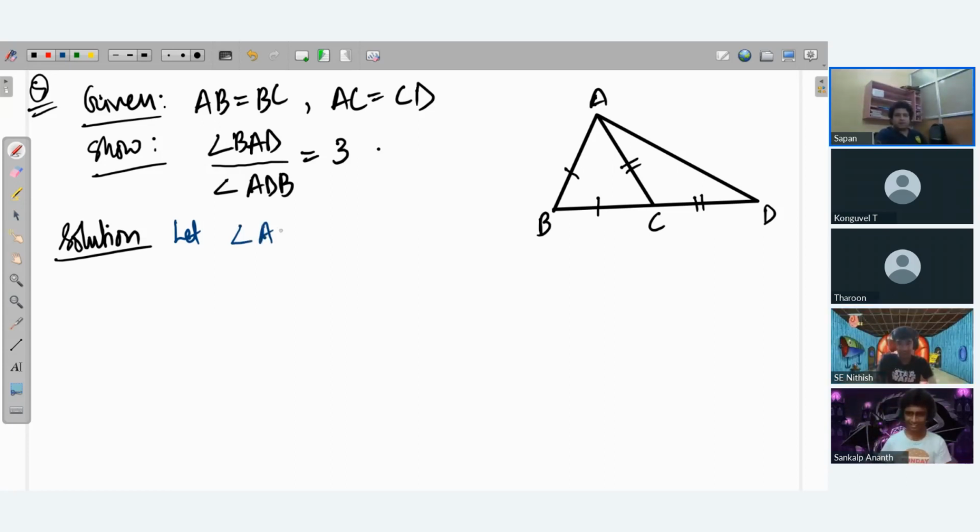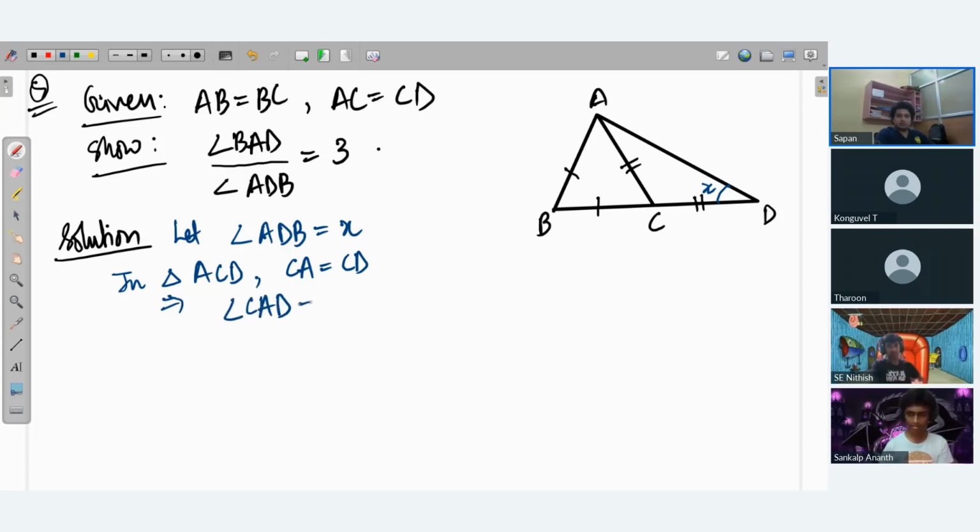Let's start with it. Let angle ADB be equal to x. So angle ADB we give the name x. Now in triangle ACD, CA is equal to CD, right? It means that the angles opposite the equal sides are the same. So angle CAD is also x degrees.